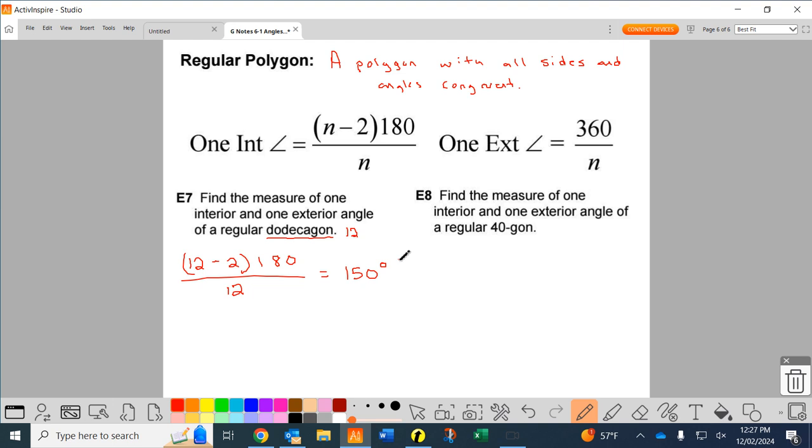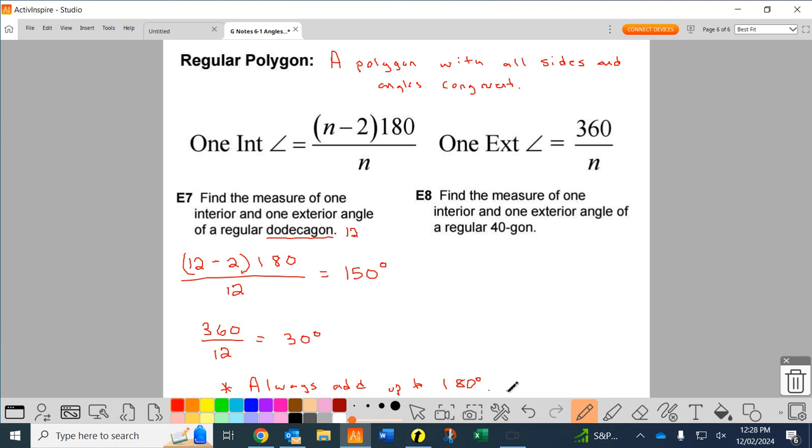Okay. To get the other one, it's just 360 divided by the number of sides, which in this case is going to be 12. So just do 360 divided by your 12 on your calculators. 30. Now, do you notice anything about these two answers? They'll always add up to 180 if you've done them correctly. So that's a really easy way to check these. They should always add up to 180. That's a really easy way to check that you've got the right answer. If they add up to 180, you've done it correctly.